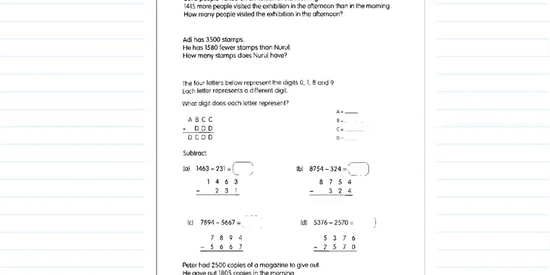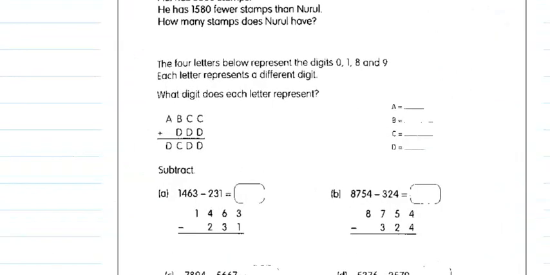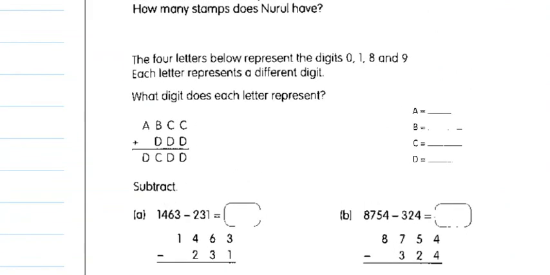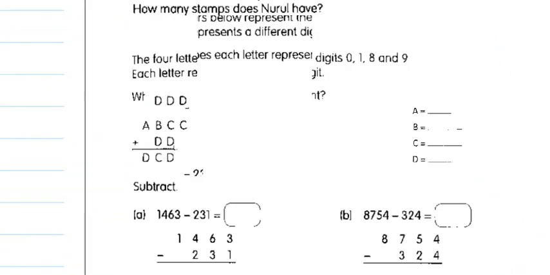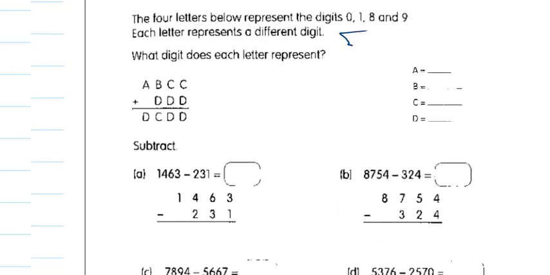The four letters below show 0189. Each letter represents a different digit. Let's check what digit each letter represents. I have here A, B, C, C, D, D. Each letter represents a digit from 0 to 9. So we have here 4 cards.